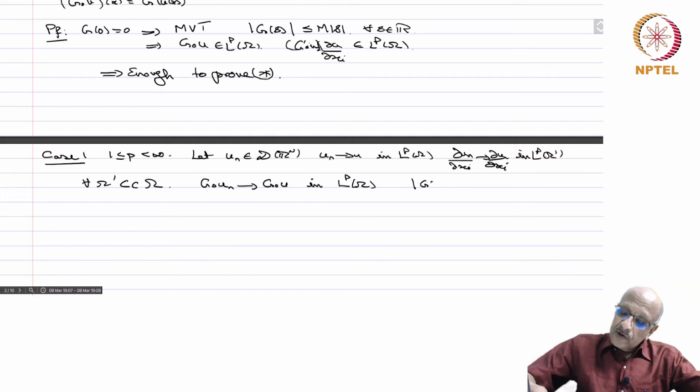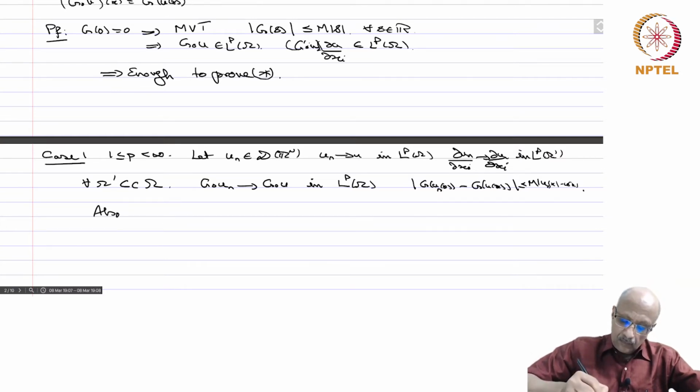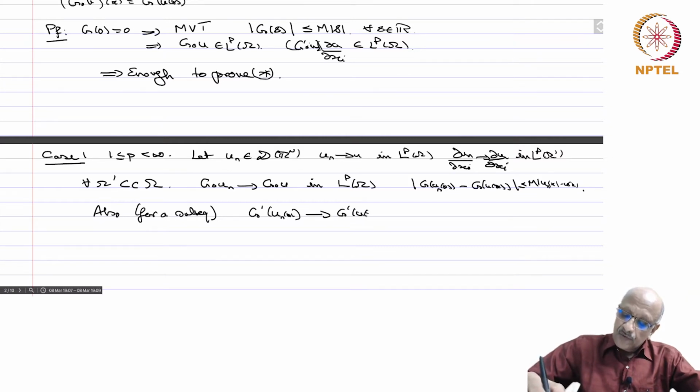Why? Because |g(u_n(x)) - g(u(x))| is less than or equal to M times |u_n(x) - u(x)|. And so, if you integrate both sides to the power p, you will get that this goes to 0. So this also has to go to 0. Also, for a subsequence, you have that g'(u_n(x)) will converge to g'(u(x)), because we have for a subsequence u_n(x) goes to u(x) pointwise almost everywhere, and g is a C^1 function, so g' is continuous, and therefore this also goes to 0.